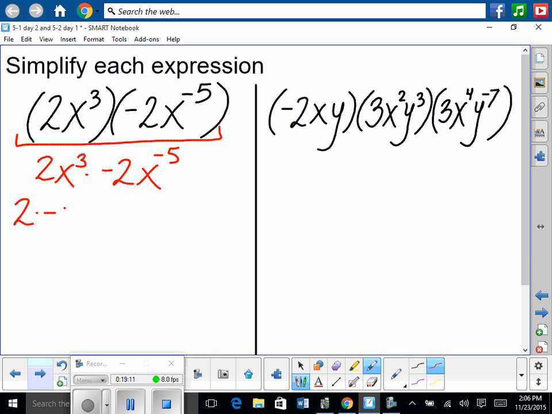2 times negative 2 times x to the 3rd times x to the negative 5. That helps us simplify. What's 2 times negative 2? Negative 4. What's x to the 3rd times x to the negative 5?